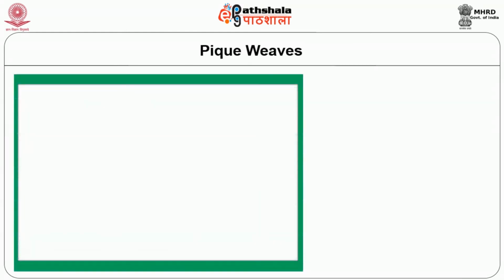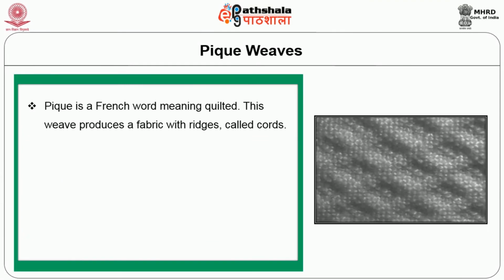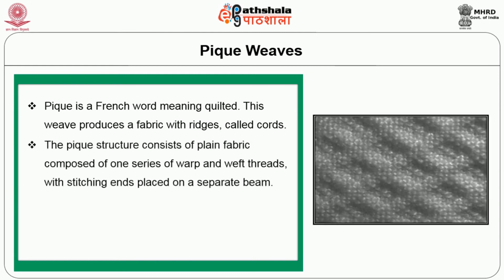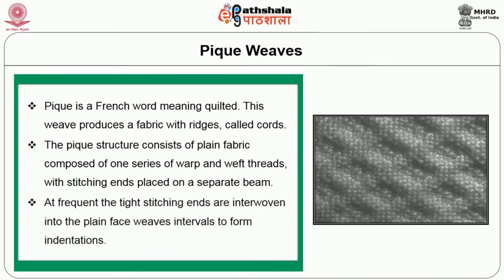Piqué weaves. Piqué is a French word meaning quilted. This weave produces a fabric with ridges called cords. The piqué structure consists of plain fabric composed of one series of warp and weft threads with stitching ends placed on a separate beam. At frequent intervals, the tight stitching ends are interwoven into the plain face weaves to form indentations.